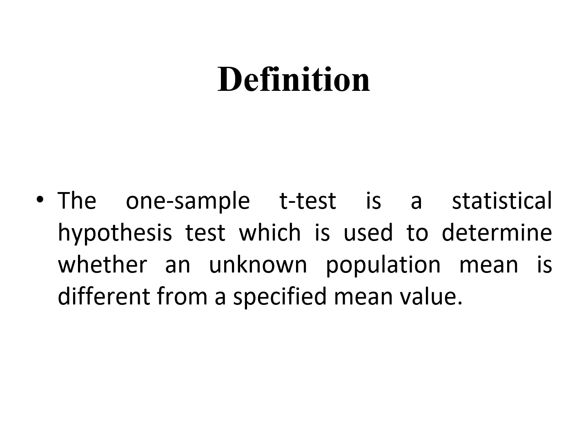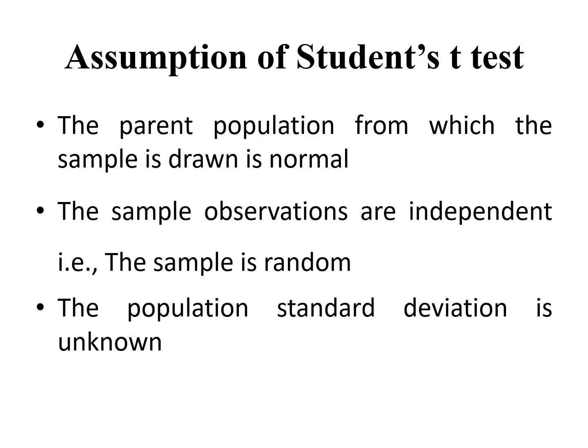Let's see the assumptions of the one sample t-test, the assumptions of Student's t-test. The parent population from which the sample is drawn is normal. So the sample should be taken from the normal population. Then the sample observations are independent, which means the sample is random, so we can choose the observations randomly. Next, the population standard deviation is unknown. Sometimes the population standard deviation is unknown, so based on that we can find it.